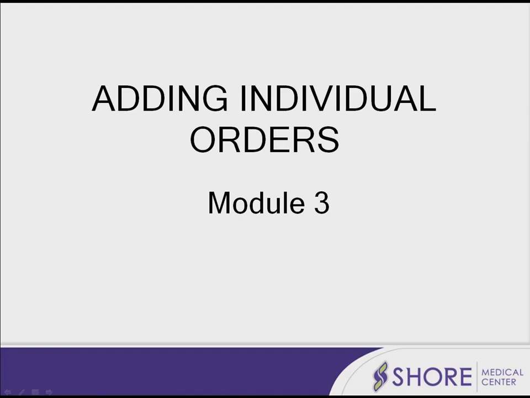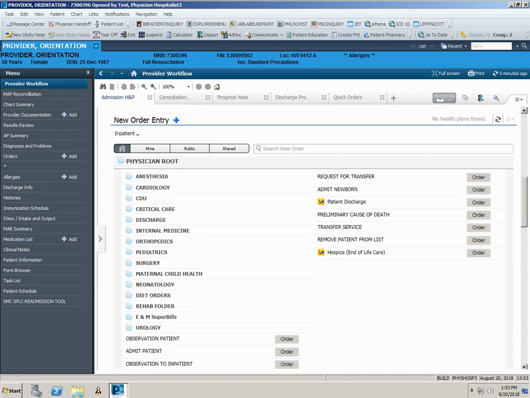Adding Individual Orders, Module 3. This module will cover adding an individual order using both the workflow page and the Add Order screen. Let's start with order entry from the workflow page.